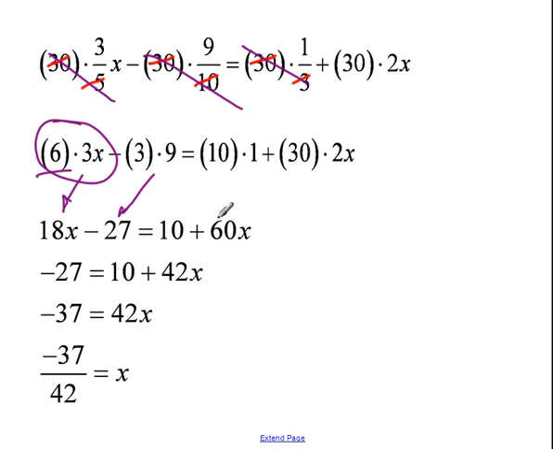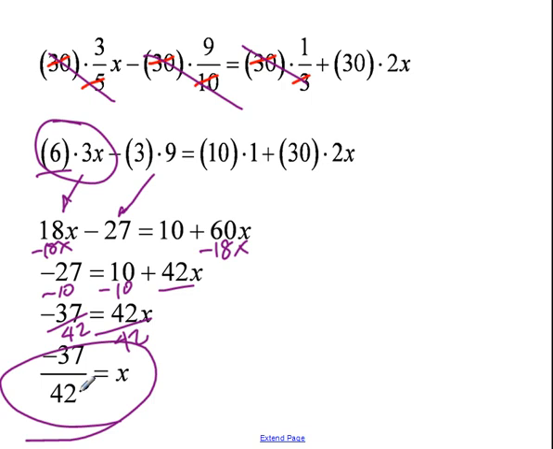At this point, it's the same kind of solving things that we've been doing all along. Subtract our 18x from both sides. Makes our 42x here. We're going to subtract 10. Gets our negative 37, and then divide by 42. And that answer is disgusting. But since it doesn't simplify, nothing goes into 37 and 42, we get to just leave it alone.